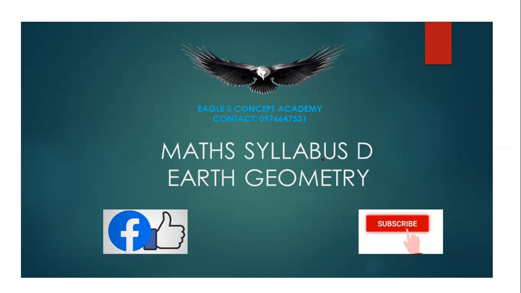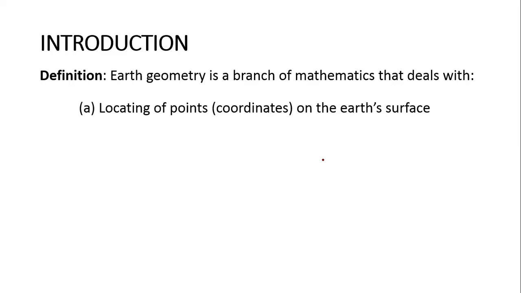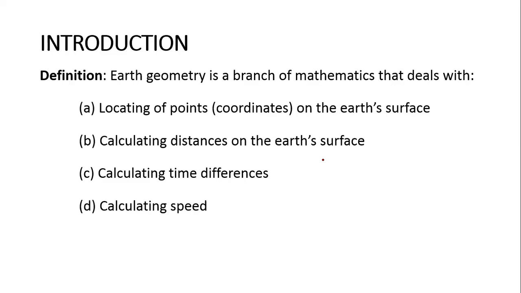All right, so Earth geometry is a branch of mathematics that deals with locating points, also known as coordinates, on the Earth's surface, calculating distances on the Earth's surface, calculating time differences, and calculating speed. In this video, we're going to show you how to locate the points, how to calculate the distances, how to calculate the time differences, and how to calculate speed. These are all concepts that will appear in your examinations, whether you like it or not.